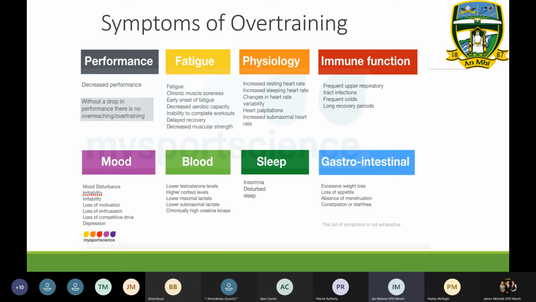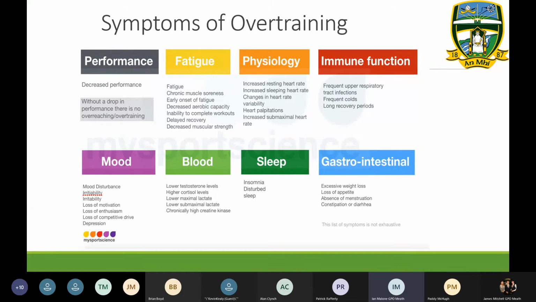Physiology and immune function: as James mentioned earlier, your immune function can actually be affected by overtraining, and you could start getting colds or flus pretty easily. And then physiology, not something that we'd be monitoring a whole lot, but I see a lot of players these days with Fitbits or different ways to monitor their heart rate. So it could be an increase in their resting heart rate or their sleeping heart rate as well. Could be getting heart palpitations, stuff like that.